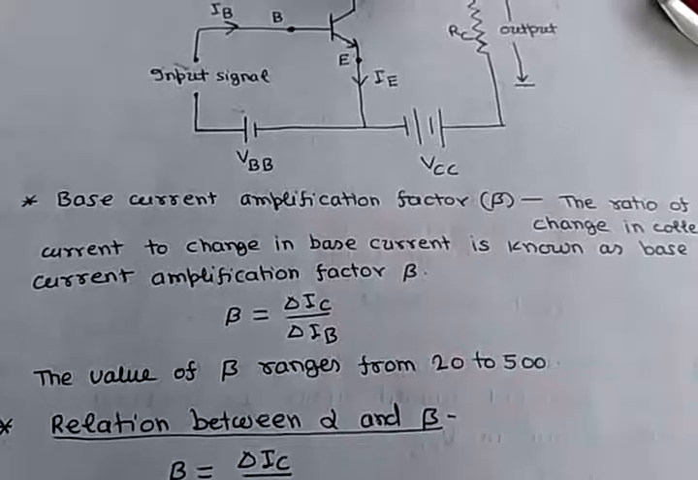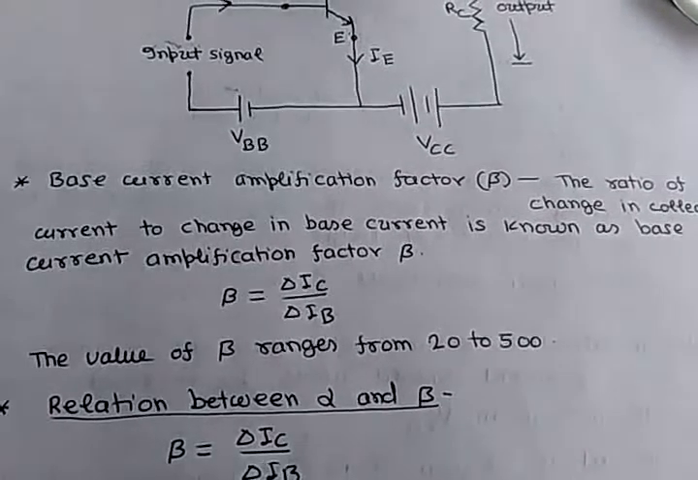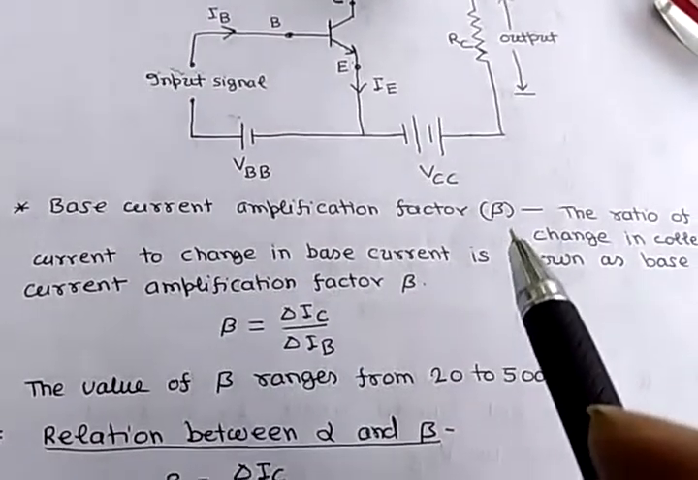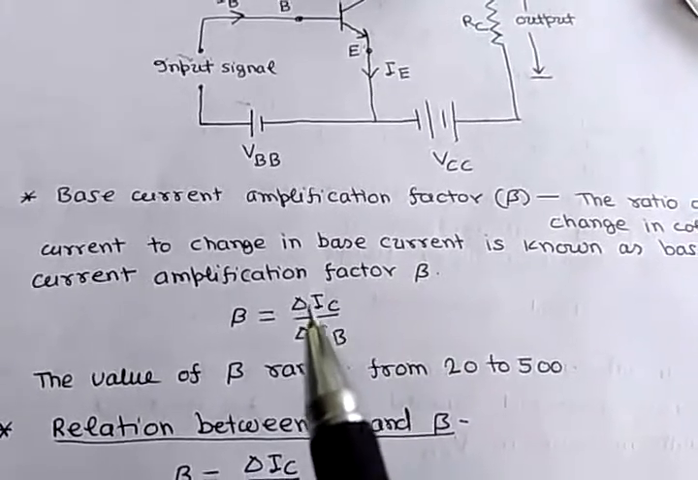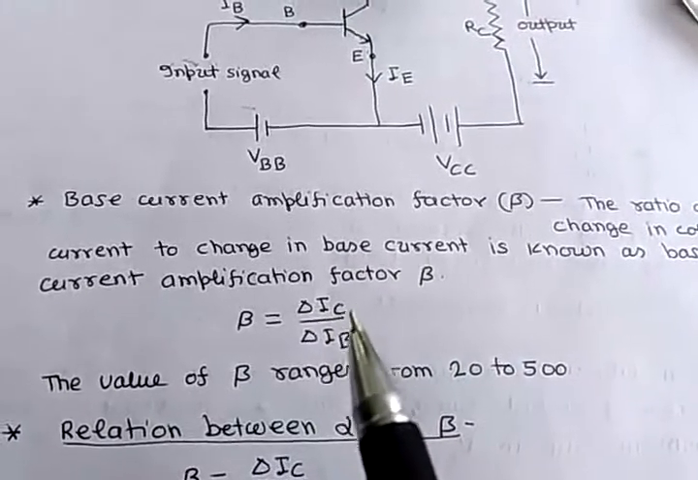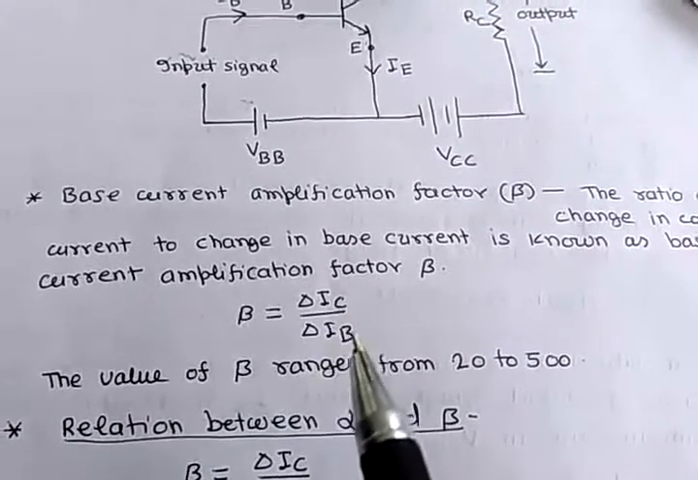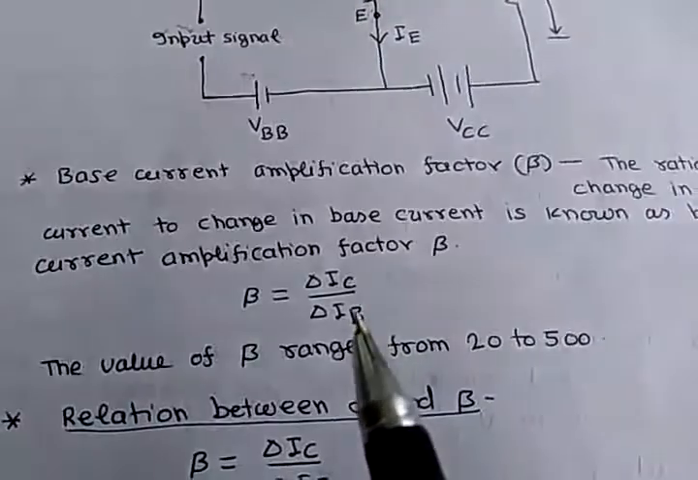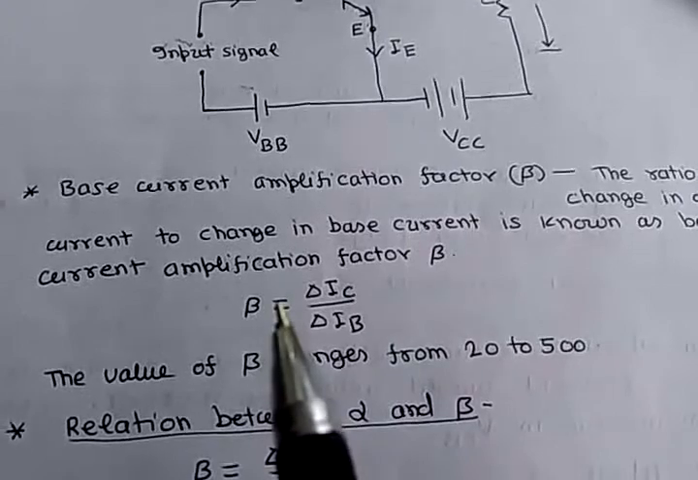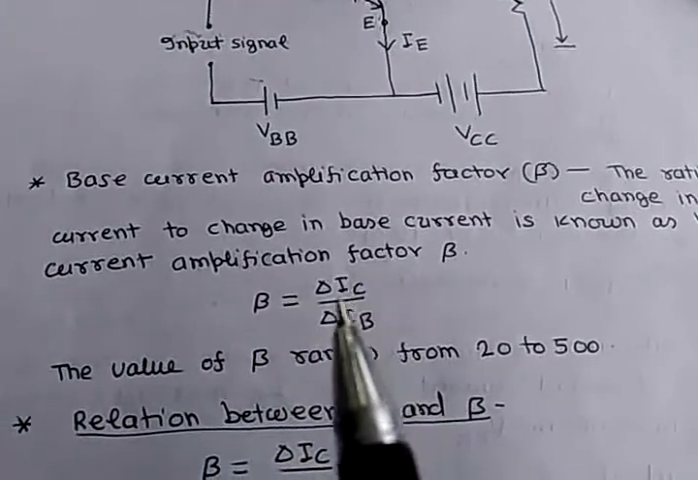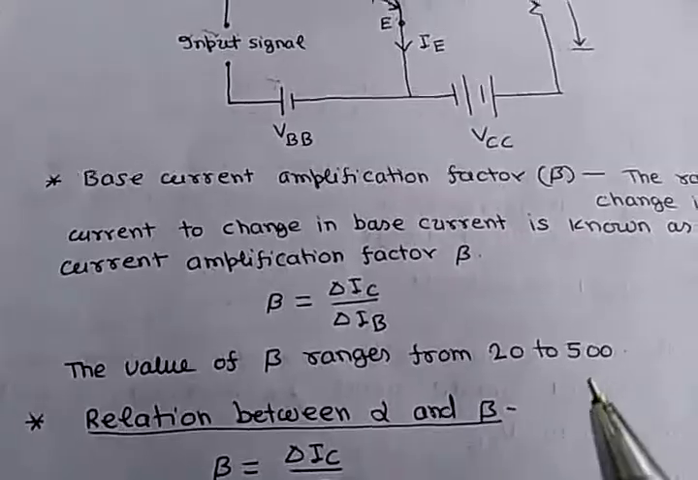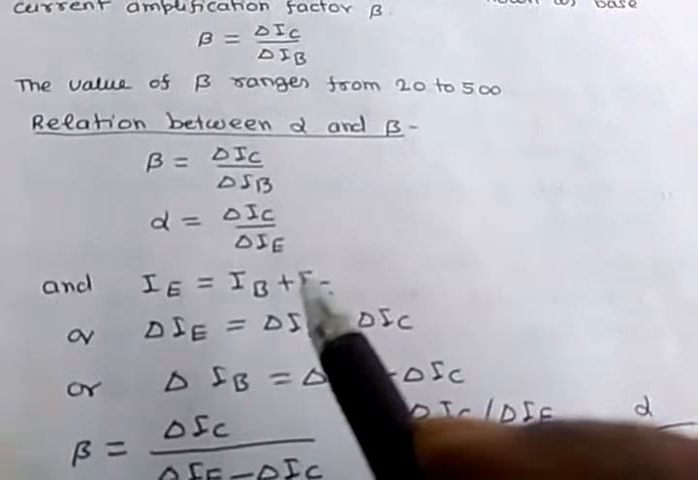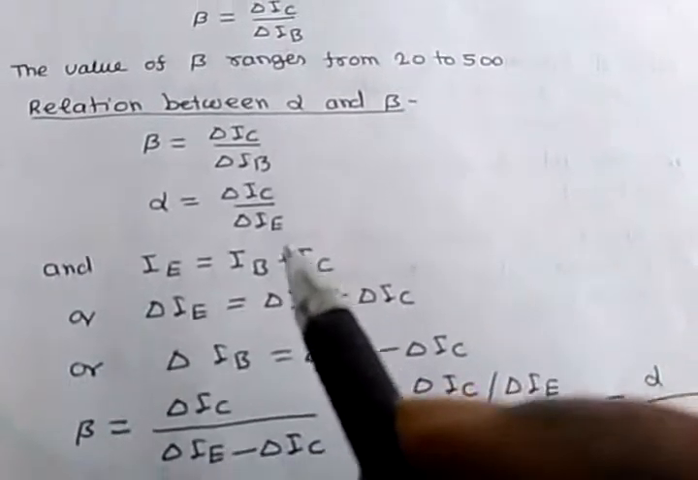line. Most important parameter of common emitter configuration is the base current amplification factor beta. It is the ratio of change in the collector current IC to change in the base current IB. Since base current is very small, the value of beta is greater than 1 and it ranges from 20 to 500. Now we will find the relationship between alpha and beta.